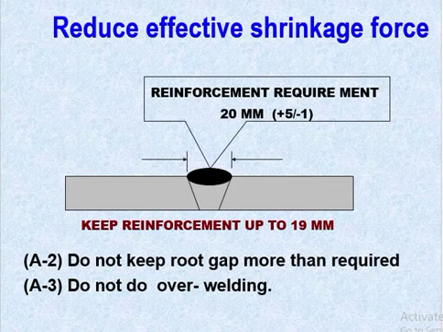Reinforcement requirement: if it is 20 mm plus 5, minus 1, keep reinforcement up to 19 mm. Do not keep the root gap more than required. If WPS requires a root gap of 1.5 to 2 mm, we have to follow that, not more than 2.5 mm, otherwise distortion will occur. Do not do overwelding. Overwelding can cause more distortion.